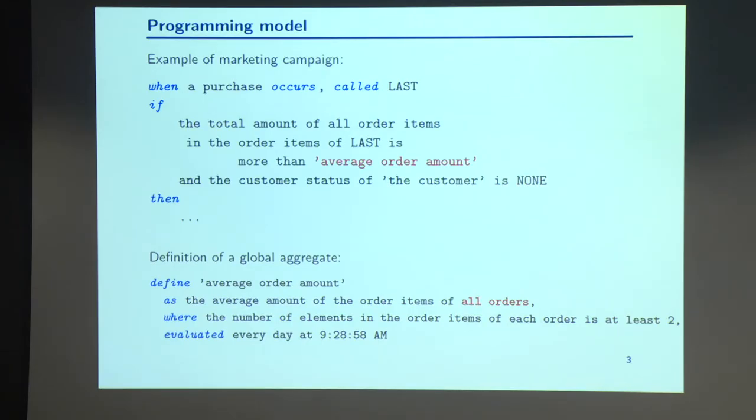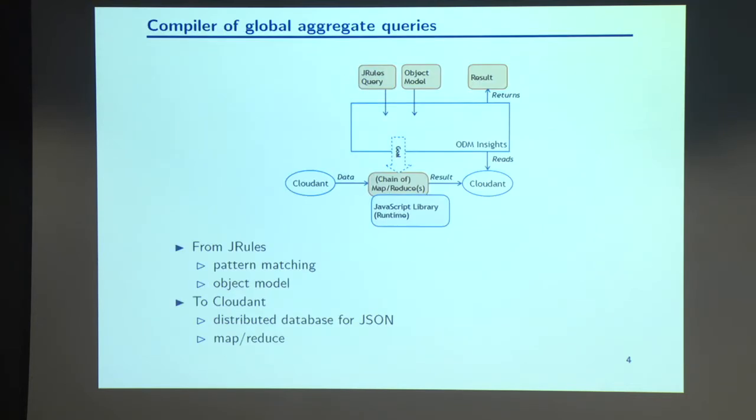So our goal in this project is to build a compiler for this kind of query to be able to run on a database which is hosted on the cloud. The compiler will take as input a program written in this language called G-rules, and an object model which represents the shape of the data. From this, it generates a query for the Cloudant database, where queries are represented as MapReduce functions. So we'll have to generate a chain of MapReduce that corresponds to the original query.